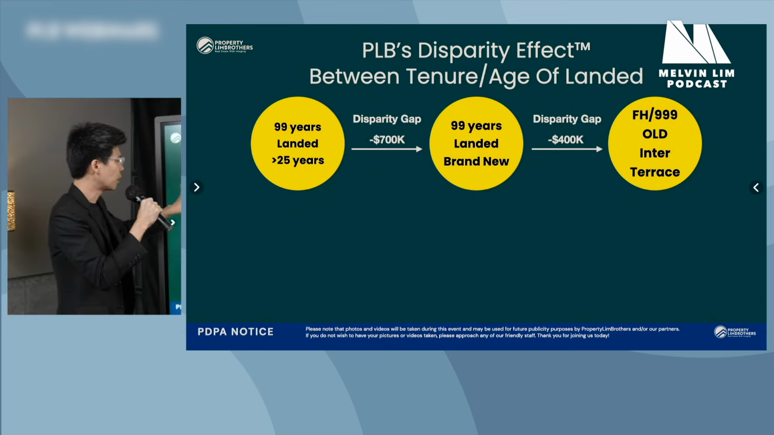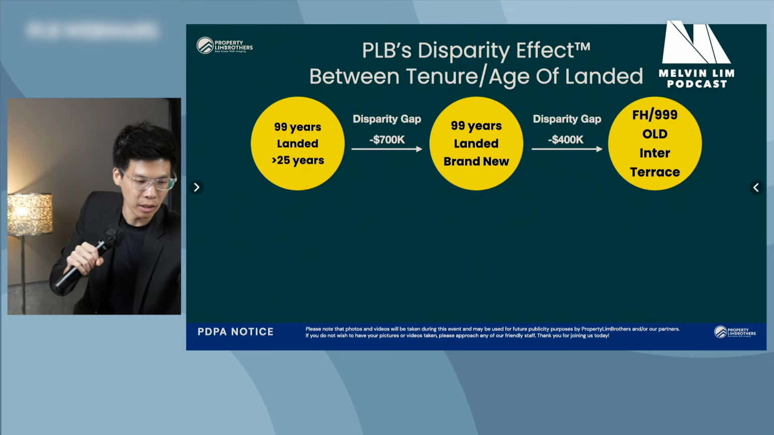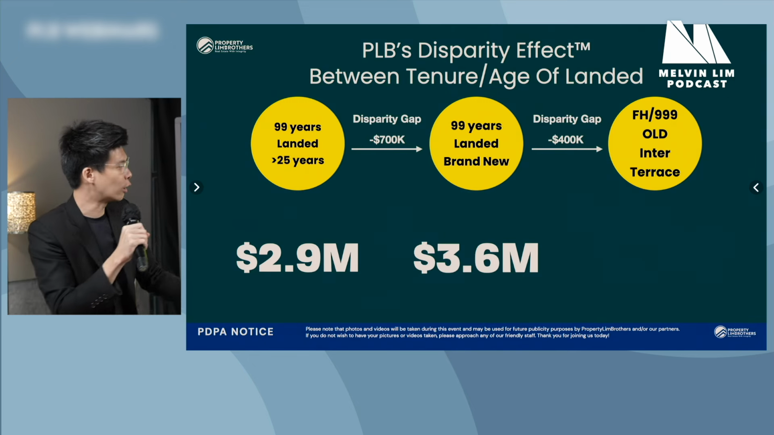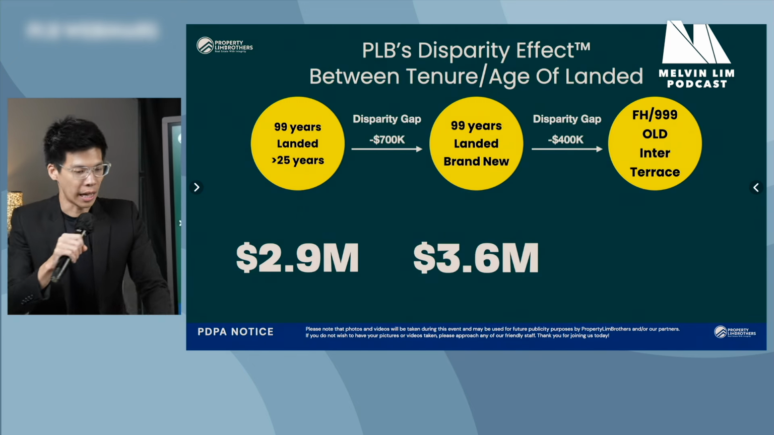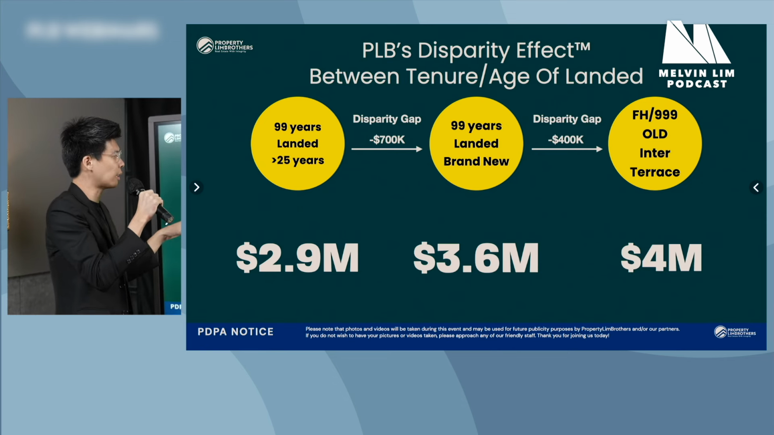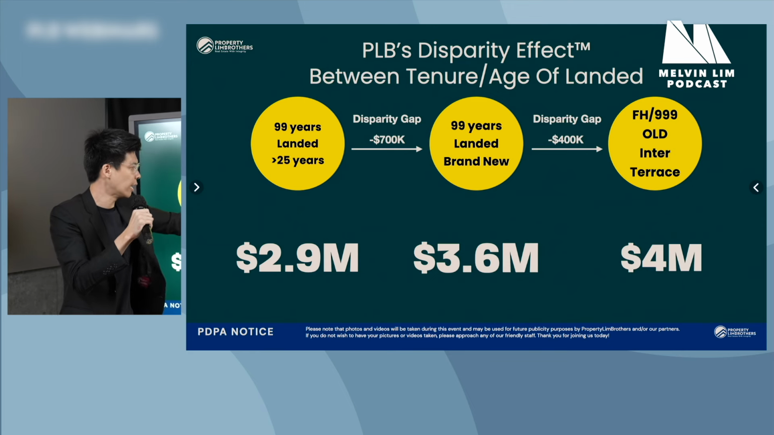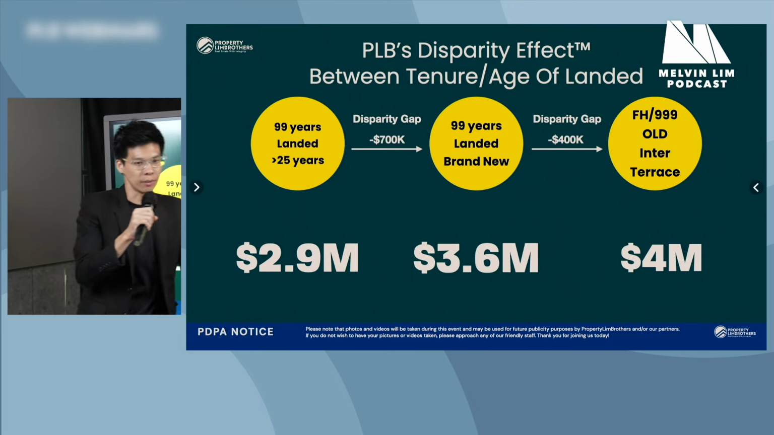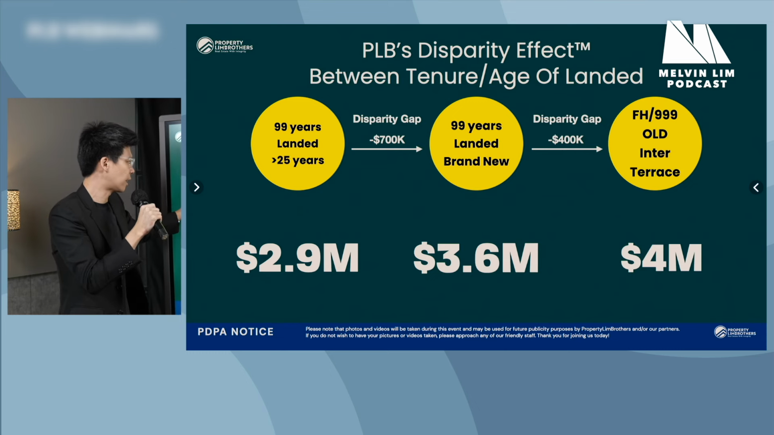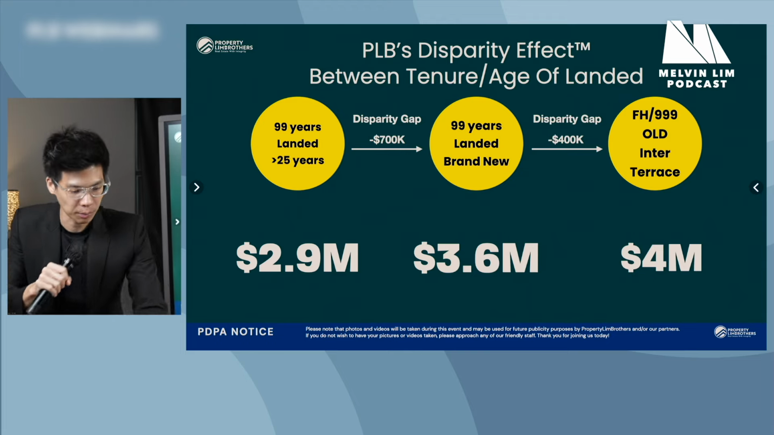So in this scenario, 99 years landed, which is already 25 years old, is at $2.9 million, and a brand new landed is at $3.6 million. And of course, if we compare a freehold interterrace at $4 million, we will see that the price gap is about 700K and 400K over here. So we might think that it makes more sense for me to just get the old 99 years landed because I can save $700,000.